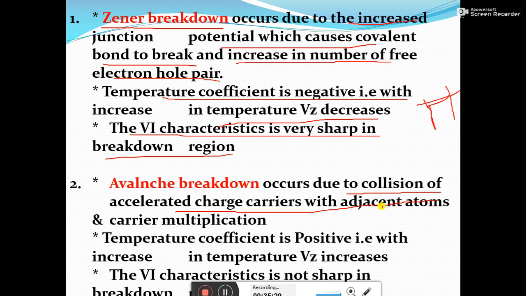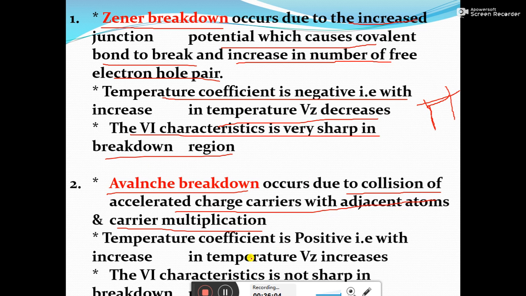The liberated electron again gains kinetic energy and tries to hit one more covalent bond and releases an electron. That released electron will further try to hit one more covalent bond and release an electron. Like this, there will be a carrier multiplication. Due to this carrier multiplication, all of a sudden a maximum number of electron hole pairs will be liberated, and the current through the Zener diode increases all of a sudden, which is known as avalanche breakdown.